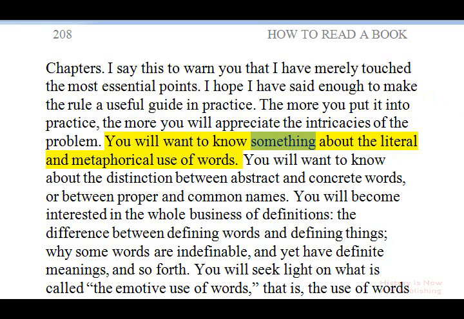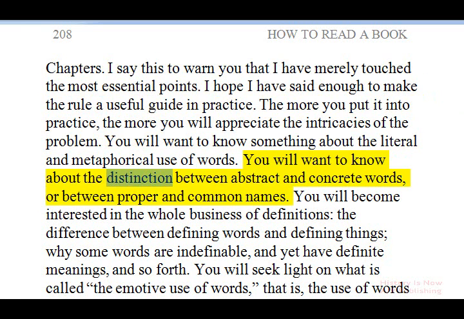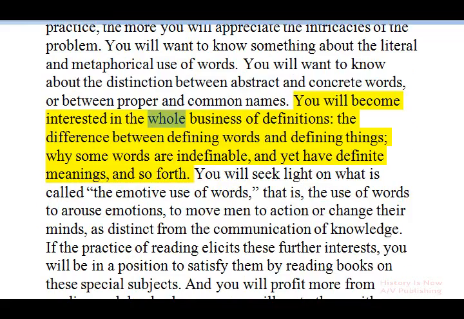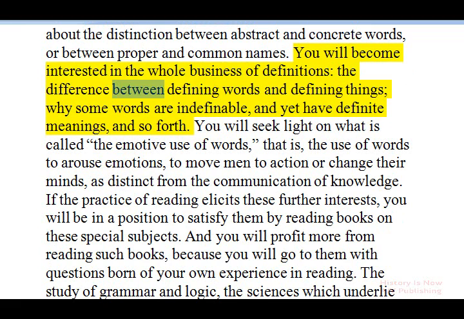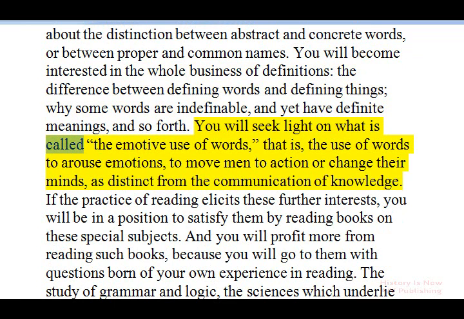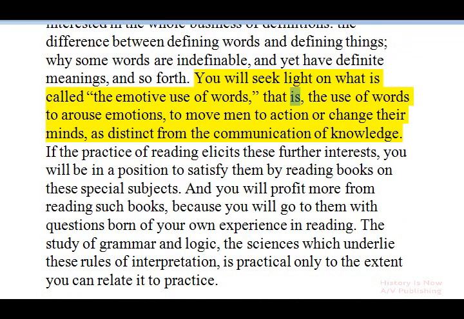You will want to know something about the literal and metaphorical use of words. You will want to know about the distinction between abstract and concrete words, or between proper and common names. You will become interested in the whole business of definitions, the difference between defining words and defining things, why some words are indefinable, and yet of definite meanings, and so forth. You will seek light on what is called the emotive use of words, that is, the use of words to arouse emotions, to move men to action or change their minds, as distinct from the communication of knowledge.